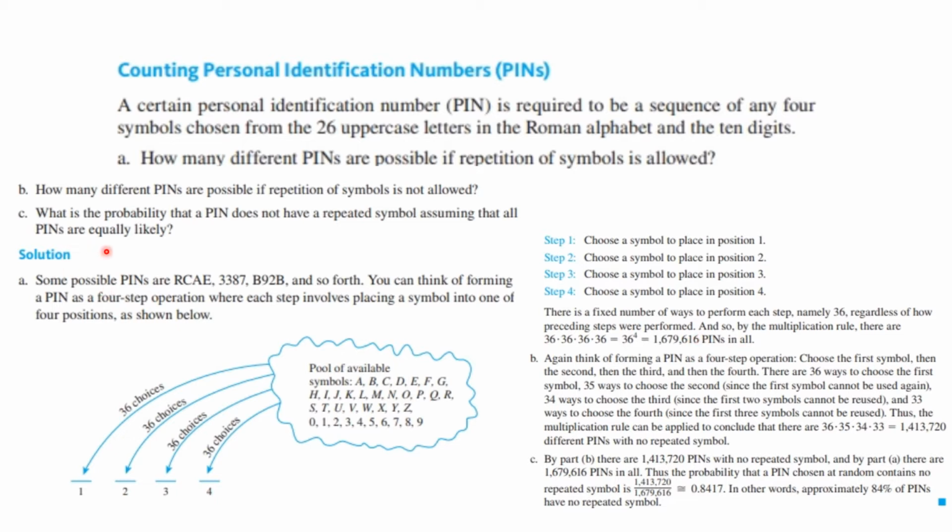And the last question on this one is, what is the probability that a PIN does not have a repeated symbol, assuming that all PINs are equally likely? Again, these kinds of problems are problems I could ask you on a test or a quiz. So let's see. We know by part B there are this many PINs that don't repeat. By part A, we know this many, and so we can divide the two, and we get the 4-digit approximation of the probability. So approximately 84% of the PINs have no repeated symbol.